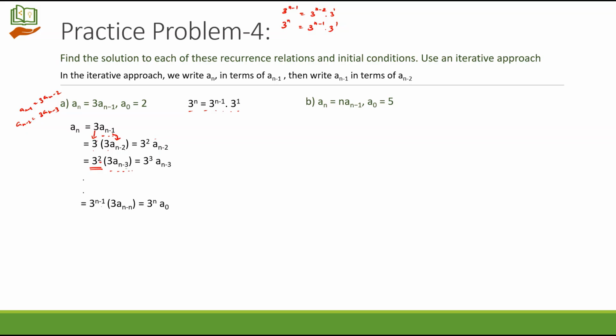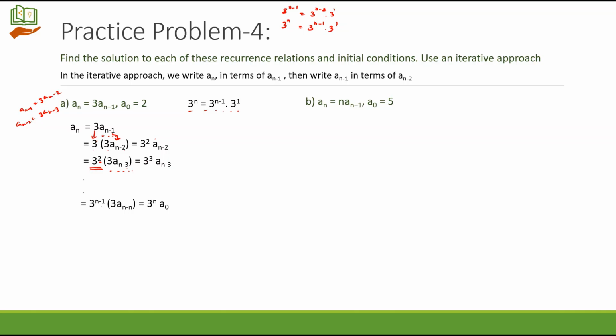When it is 3 power 3, it is a n minus 3. Similarly, when you come till 3 power n, this will be the initial term a0. You have n minus 1, n minus 2, n minus 3 in this particular subscript. If you go in this way, what will be the final term? You will have n minus n ultimately. What is n minus n?